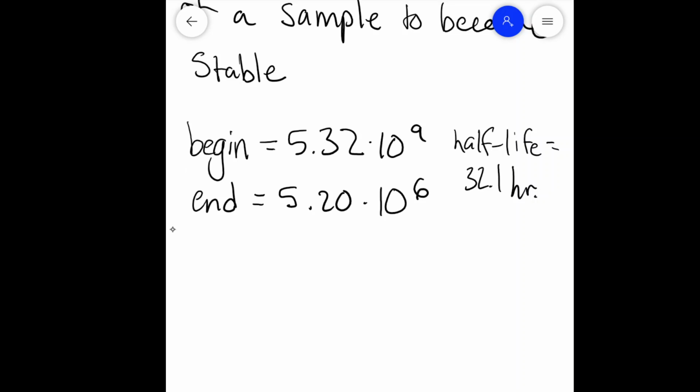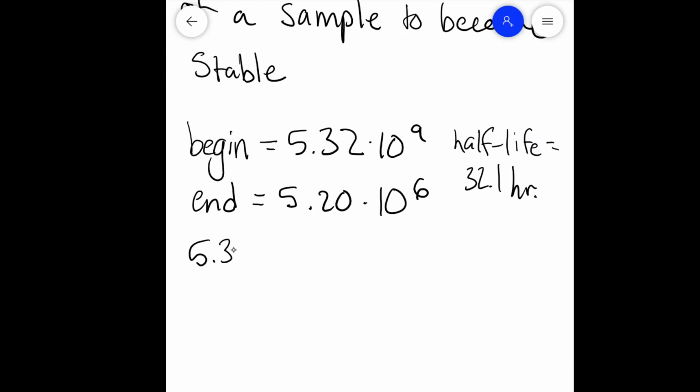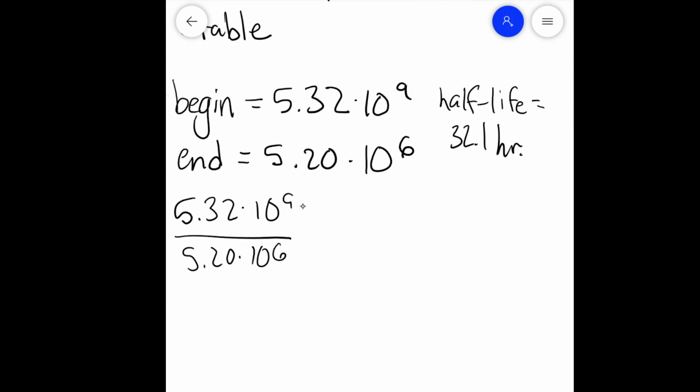So we have the beginning amount, we have the end amount, we have the half-life, we don't have the total time. That's what we are trying to solve. And so first we divide these two: 5.32 times 10 to the 9th divided by 5.20 times 10 to the 6th. Obviously you put this in your calculator. You can use the EE button and then put in the exponent to do this.